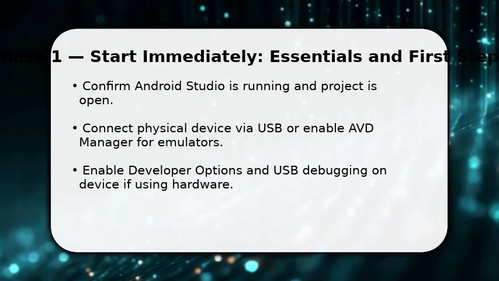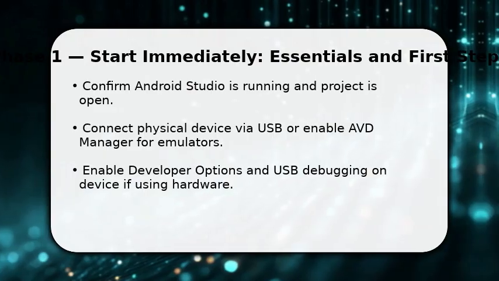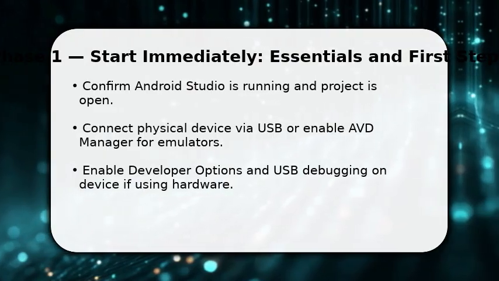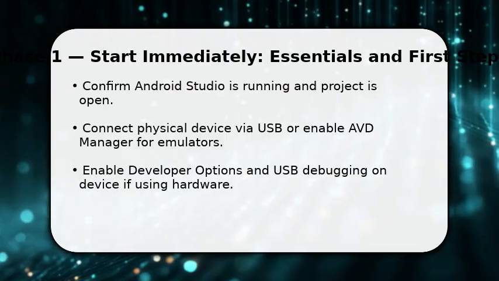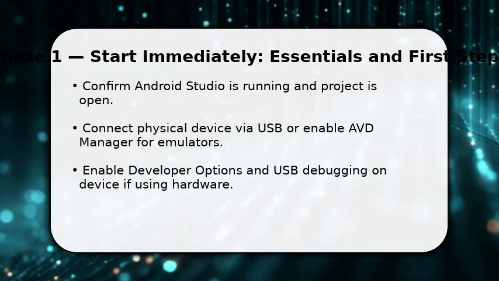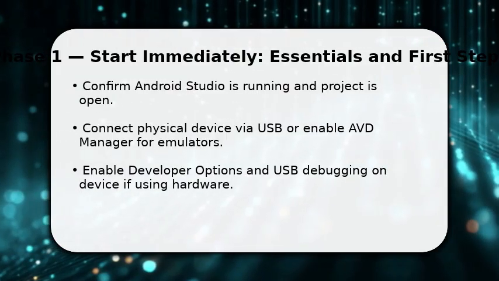You start by opening your project and locating the device selector in the toolbar. Once done, plug in your phone with USB debugging enabled or open AVD Manager to prepare an emulator. Make sure Android Studio recognizes the device. Look for the device name in the drop-down.